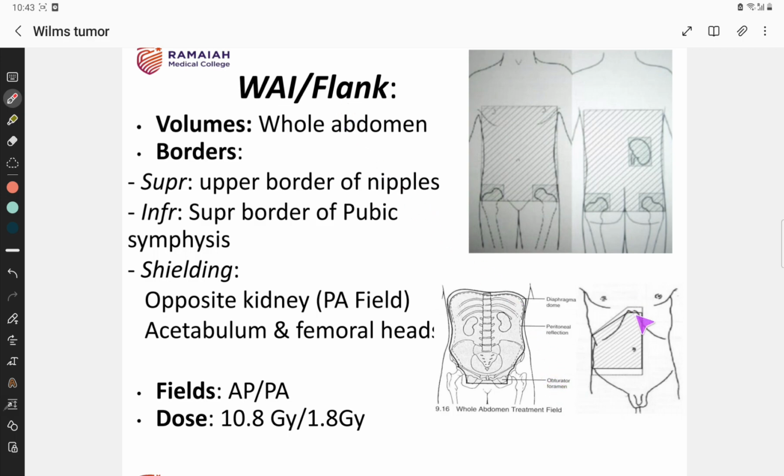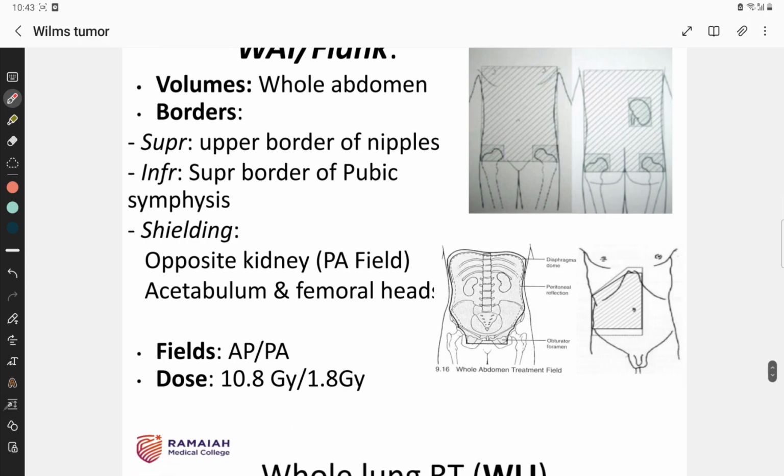Now coming to flank RT, the upper border will be the xiphisternum, lower border transtubercular plane, and medial border: you have to include the whole vertebra over here as to reduce the chances of scoliosis later in life. So you have to include the whole vertebra in the medial border, and 1 centimeter to it. Laterally will be the lateral border of the body itself. Now the dose that we give is 10.8 gray, and 1.8 gray dose per fraction.